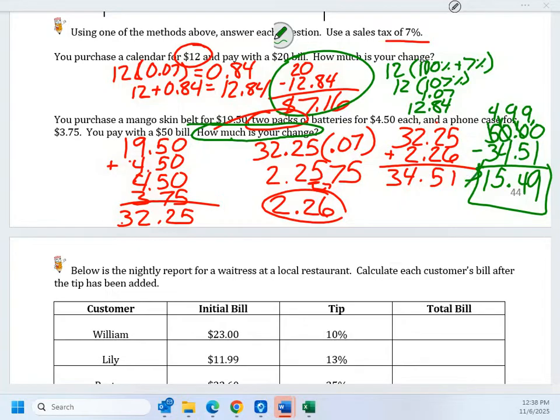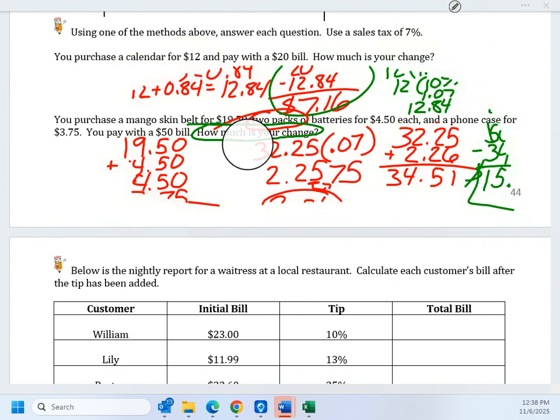I'm going to tell you right now, there will be a problem like this on the test. And that is the one that most students get wrong, because they don't take the time to do every single step, making sure that they're paying for all of the items, finding the tax the right way, adding correctly and subtracting. So many steps. Biggest problem that we have.